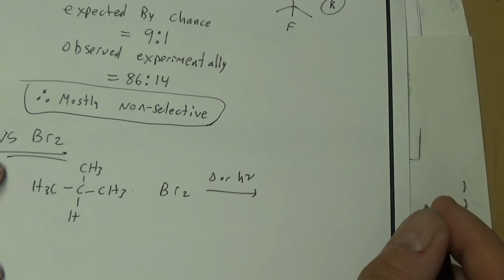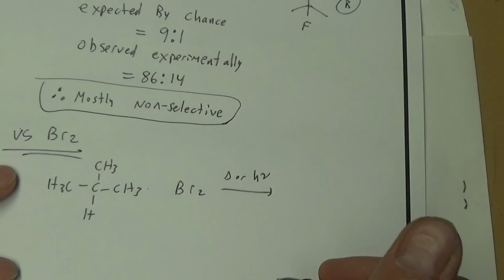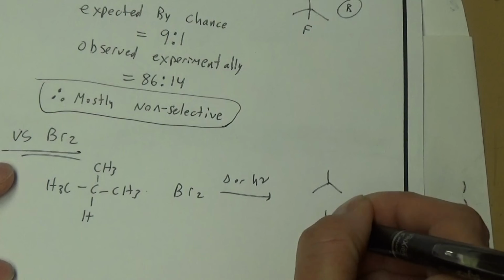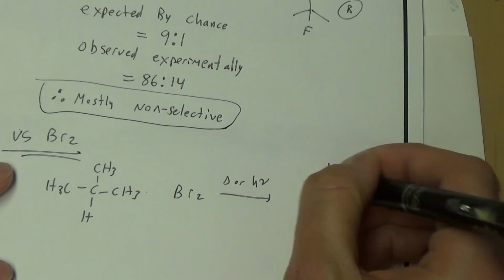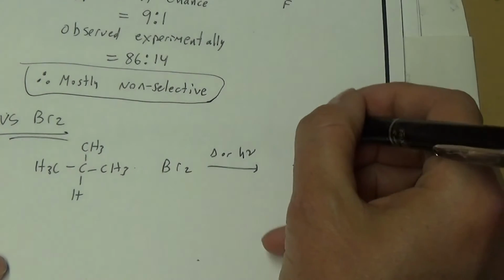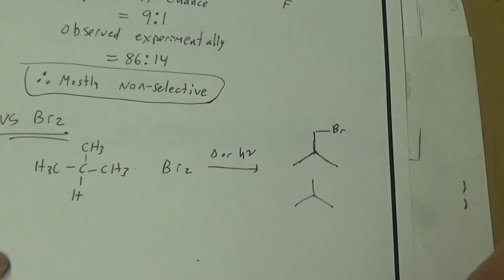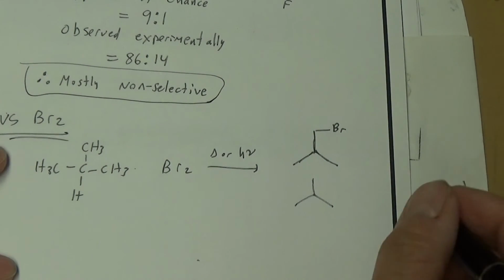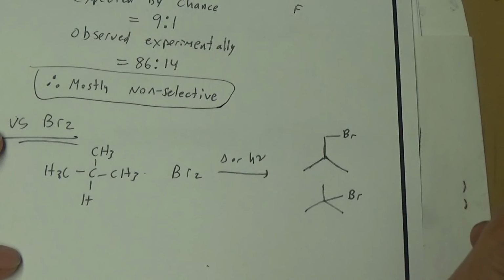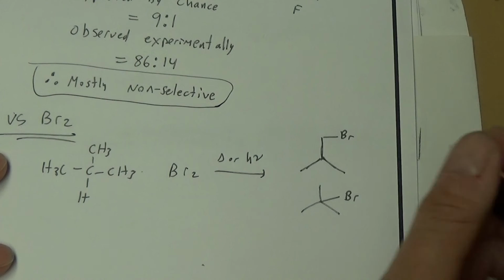Alright, and what are the products? Just draw two skeletal structures. Without bromine, and then you add the bromine. Bromine there, and bromine there. Alright, let's give them labels, A and B.